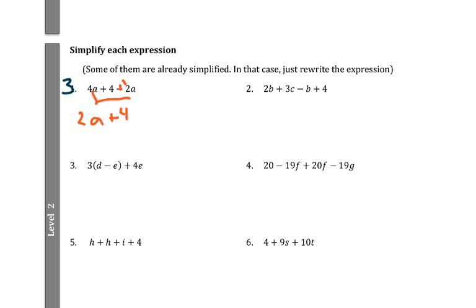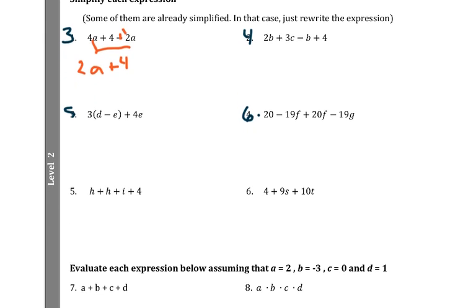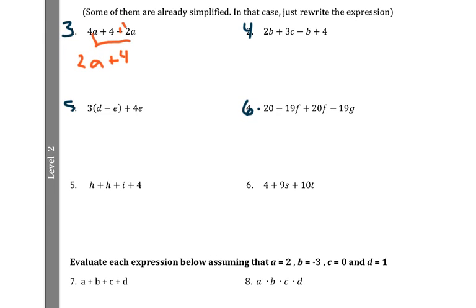Alright, so the next question is question 4. We're going to skip that, and then we're going to go to question 6. Okay? So this one's a little bit tricky, but I don't really think that it should be. So here, once again, for me it's just easier to see the terms if I have plus signs everywhere. So I'm going to make that plus negative and that a plus negative over there. So this has 4 terms: a 20, a negative 19f, a 20f, and a negative 19g.